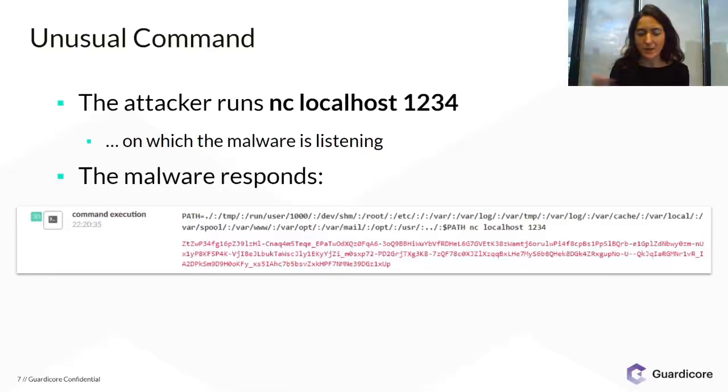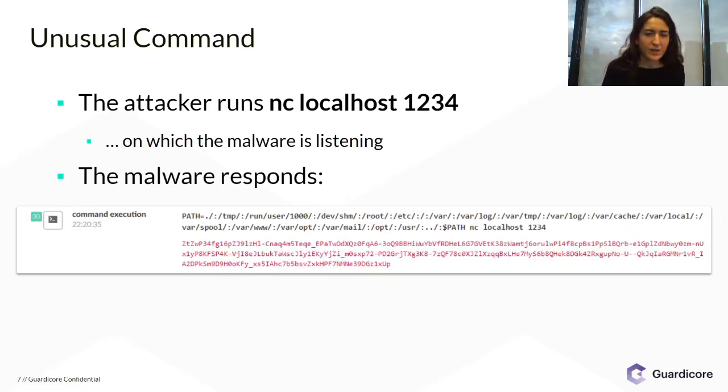Looking at the flow in the incident in our sensor, we noticed this unusual command, the netcat localhost 1234. If you remember, the malware itself was listening on this port. So something was trying to connect to the malware, which acted as some kind of server. And the malware responded with a base64 string. I looked at different attack incidents, and this response was different every time. Of course, I tried to decode the string, and it resulted with nothing readable. So this was probably binary data encoded.